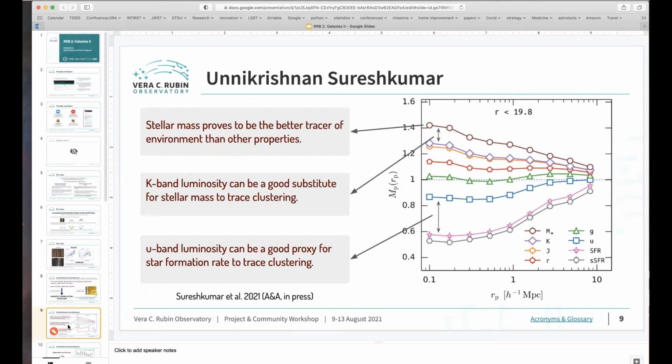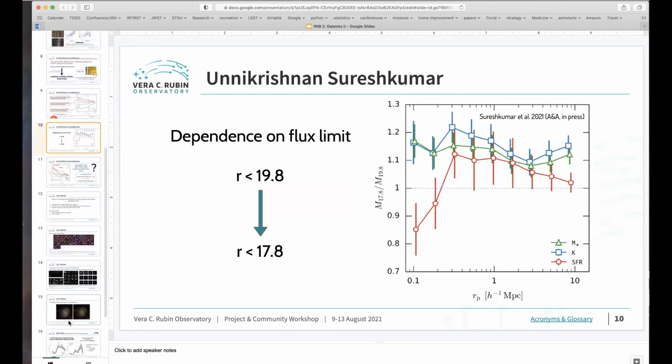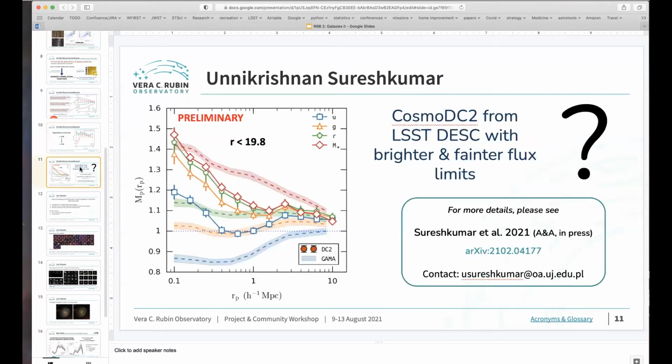band. Next slide, please. So we wanted to test if the flux limit influences our measurements. We imposed a flux limit of 17.8 and repeated the measurements. You can see the results here, where the y-axis shows the ratio of both the marked correlation functions, and we can see that it is being influenced on most of the scales. So we wanted to explore this further using brighter and fainter flux limited samples, but unfortunately GAMA couldn't give enough statistics. Next slide, please. So we thought that the CosmoDC2 catalog from the LSST DESC would be of use here.